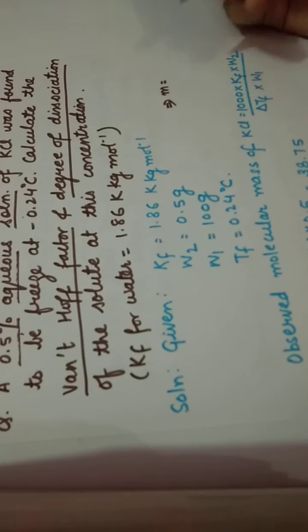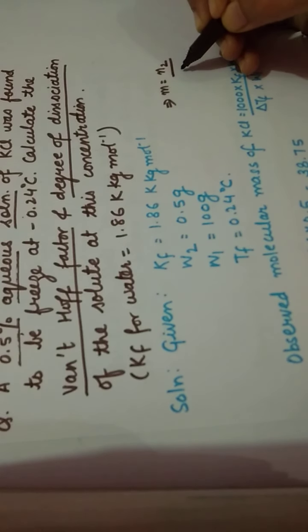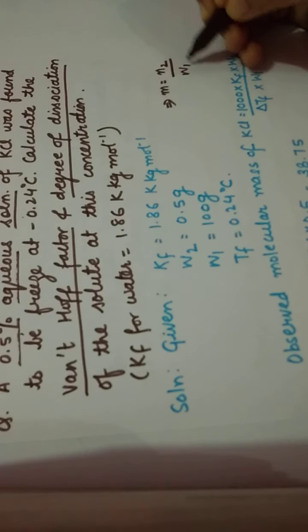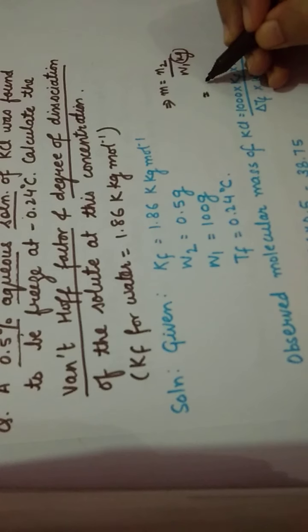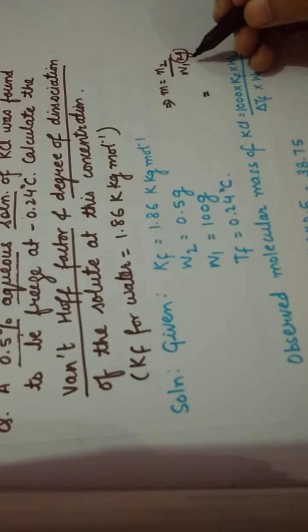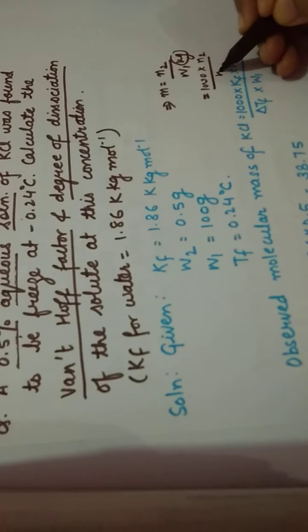What is the value of M, children? M is number of moles of solute upon mass of solvent in kg. So we have converted this kg into gram, so we'll multiply this with 1000. So 1000 into N2 upon W1.